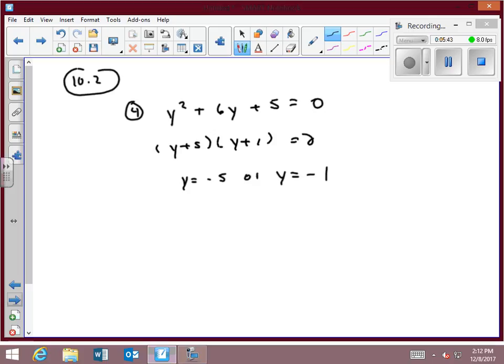Now, what I want to do is this is a problem that you would never do completing the square, but I want to show you the completing the square on it, because it's a simple problem, and how you do it. So this is how you do this problem using completing the square. The first thing you do is move your constant term over to the right.